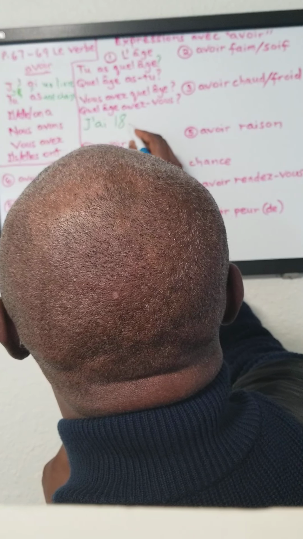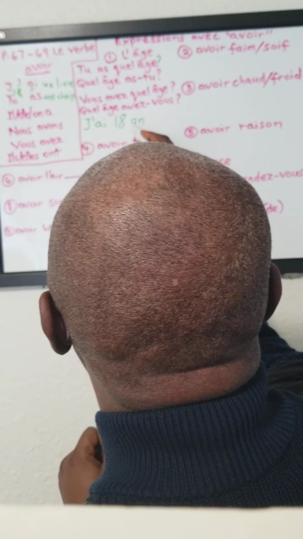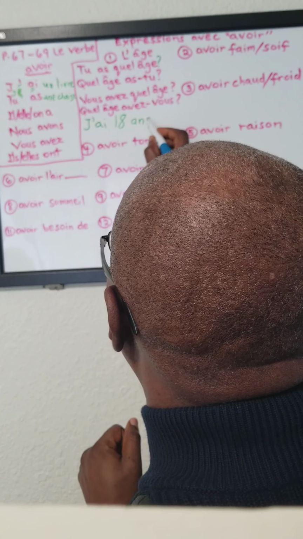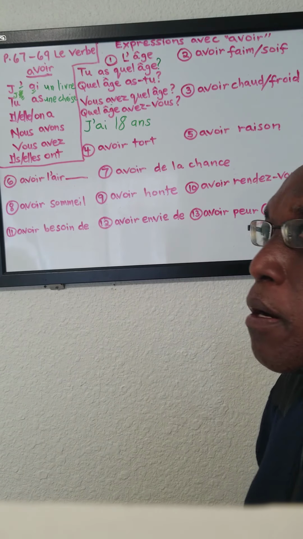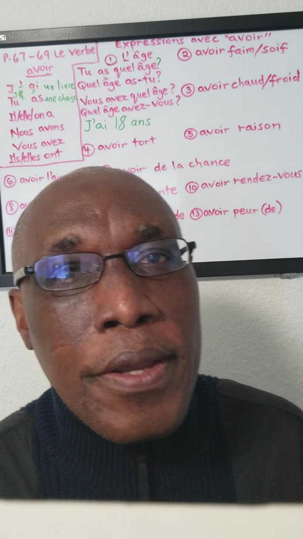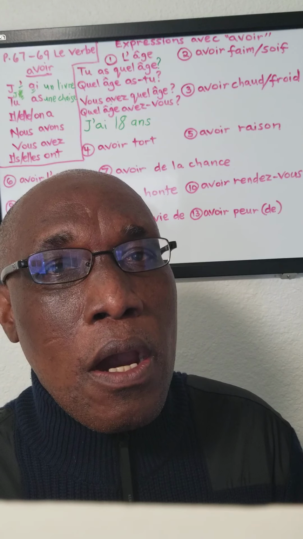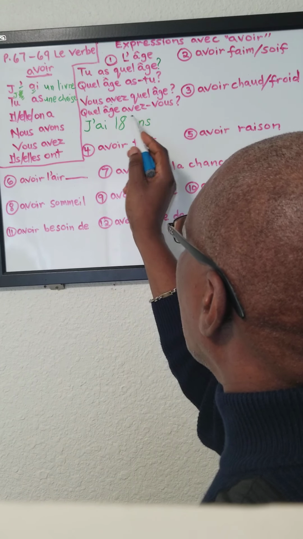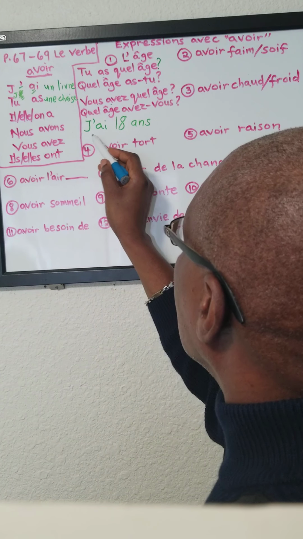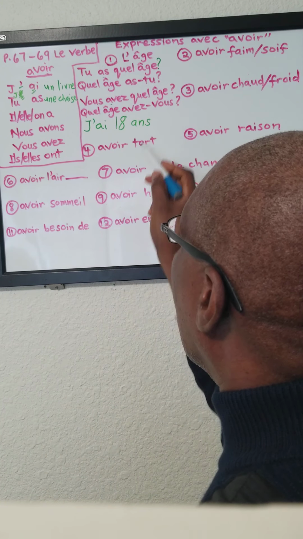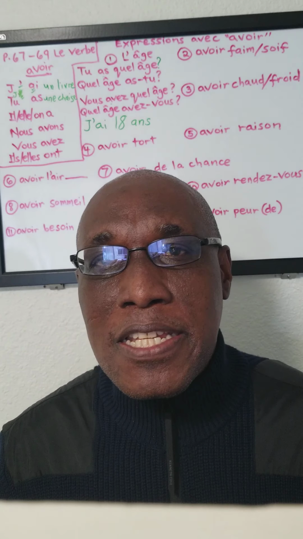So j'ai, and then 18. Let's write a number. And then ans is years, because 18 is plural, more than one. Add your s to make it plural. Whether it's singular or plural, it is pronounced the same way. Ans, nasalized A, is a nasal vowel. So, quel âge avez-vous? Quel âge as-tu? J'ai 18 ans. I am 18 years old.